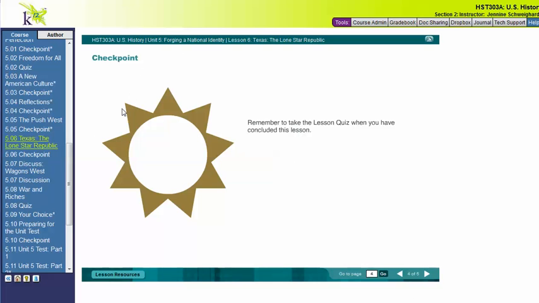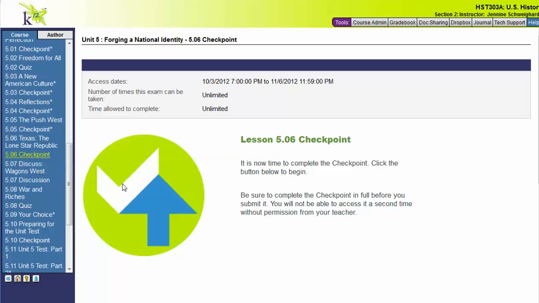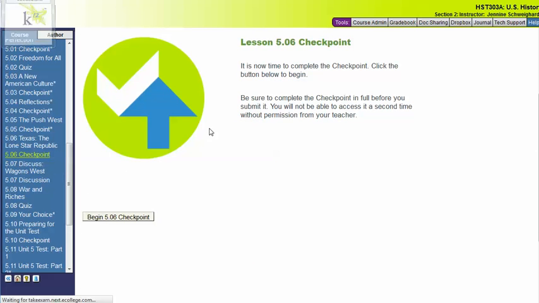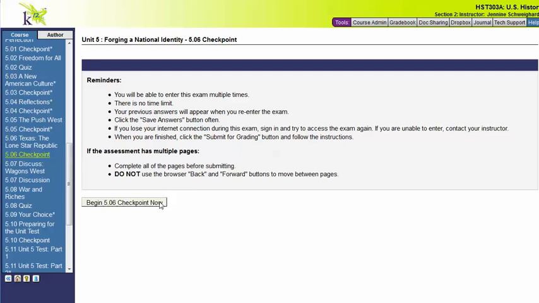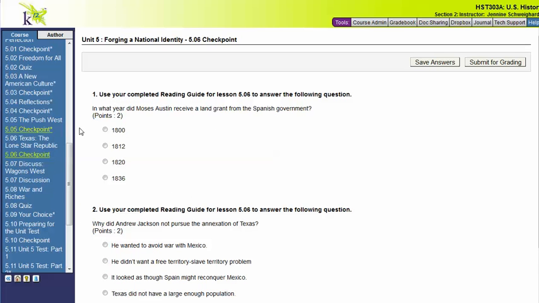Now, the checkpoint that you have to do for this lesson is very important because it is tied to your reading guide. So, again, those reading guides do pay off in credit in that you can answer your checkpoints from them. Okay, so 5.06 has two questions. In what year did Moses Austin receive a land grant from the Spanish government? 1800, 1812, 1820, or 1836?